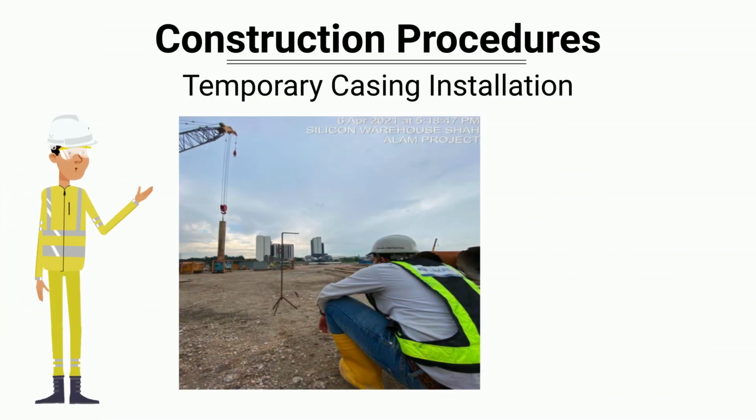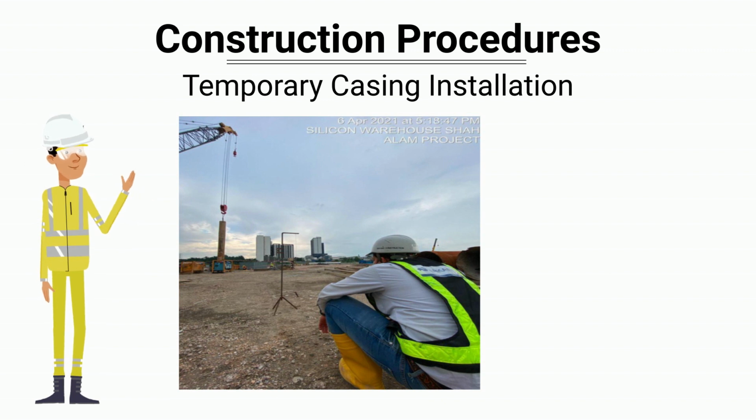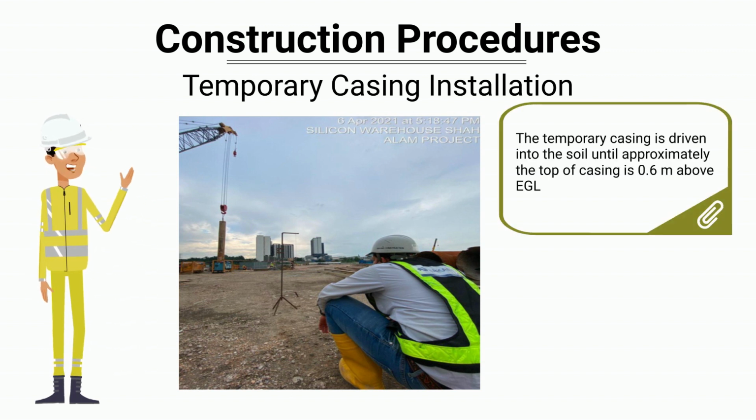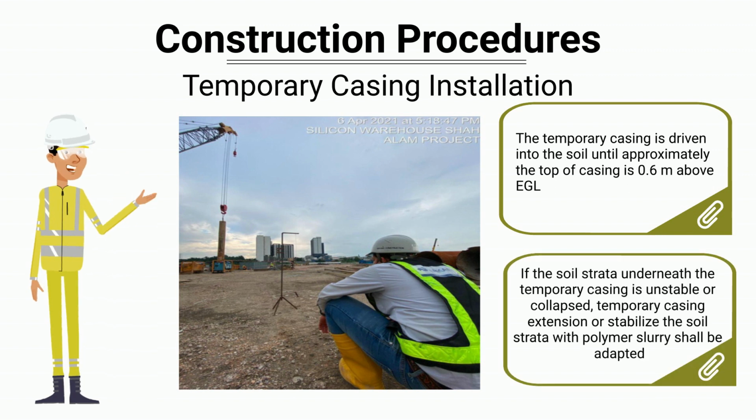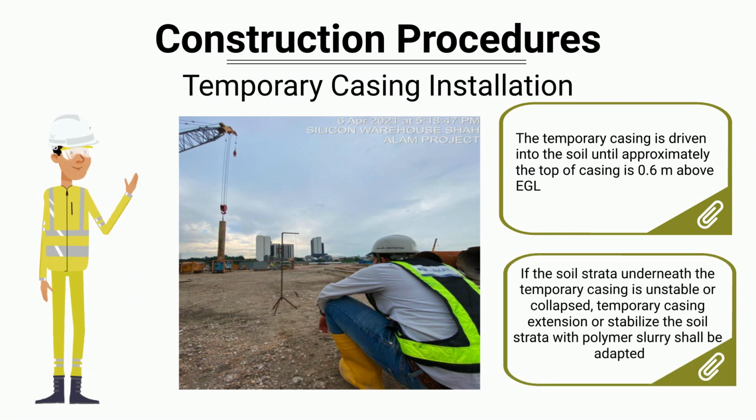Verticality of the temporary casing shall be monitored from 2 perpendicular angles, by site supervisor or QA/QC engineer or site engineer judging from the offset pile location. The temporary casing is driven into the soil until approximately the top of casing is 0.6 meters above existing ground level. If the soil strata underneath the temporary casing is unstable or collapsed, temporary casing extension or stabilize the soil strata with polymer slurry shall be adapted.